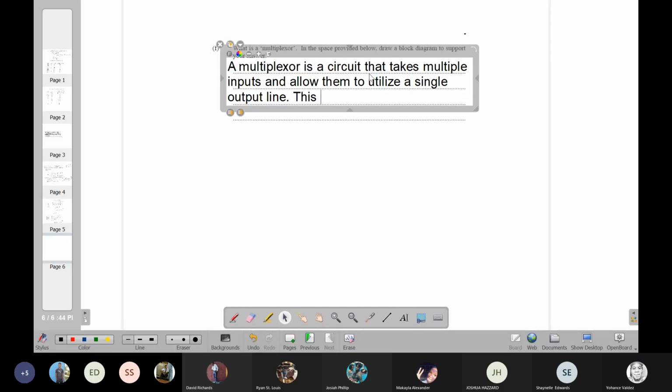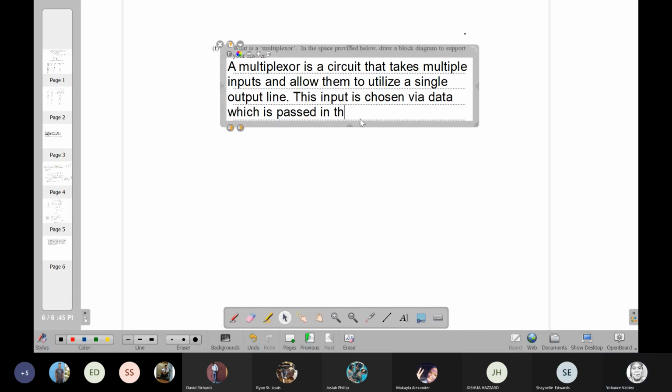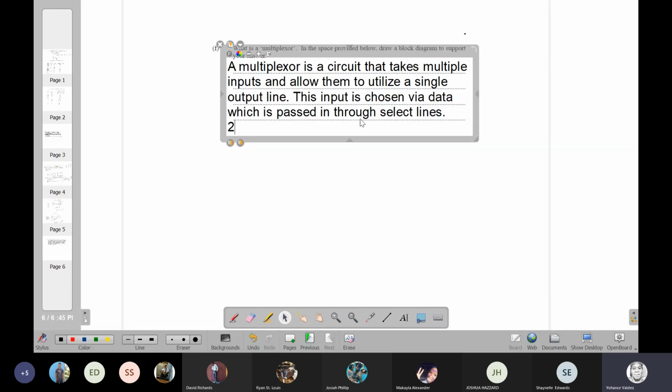The input is chosen via data which is passed in through select lines. All right. 2 select lines assert one of 4 inputs to an output.